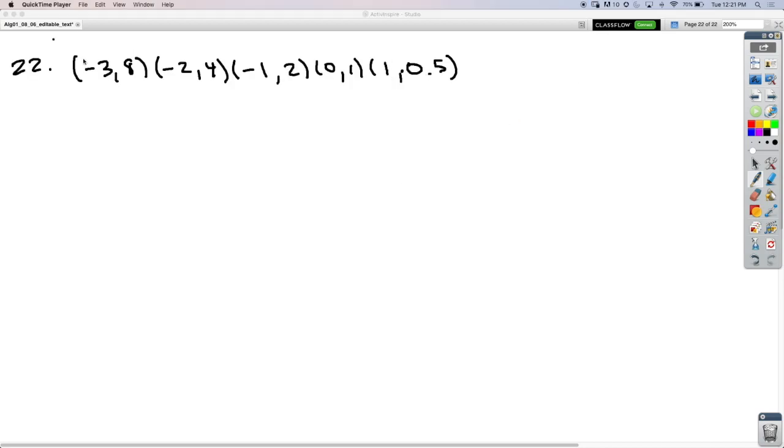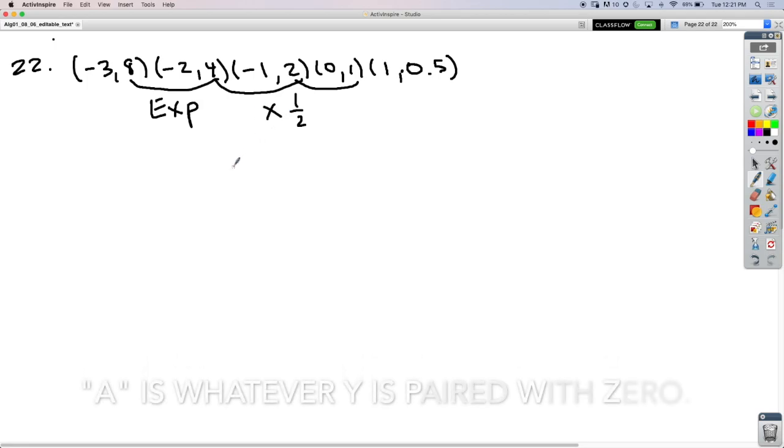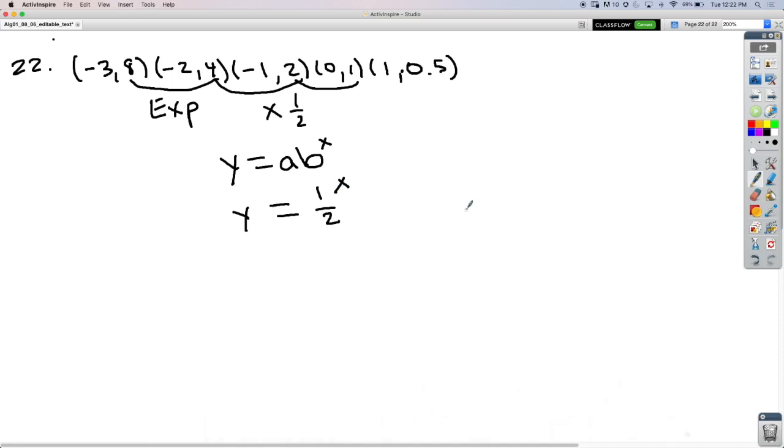What did you figure out? Exponential. Good job. What was the constant? Did you guys figure out? From here to here, x goes up by 1, and the y's, what's happening to each of these y's? It's being multiplied by 1/2. Do you guys see that? Okay, so here's how you write the function. It's super easy. Once you figure out that it's being multiplied by 1/2, it's really y equals ab to the x. So the answer is going to be y equals 1/2 to the x.